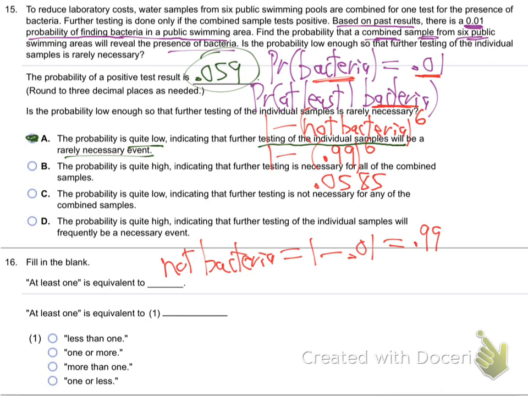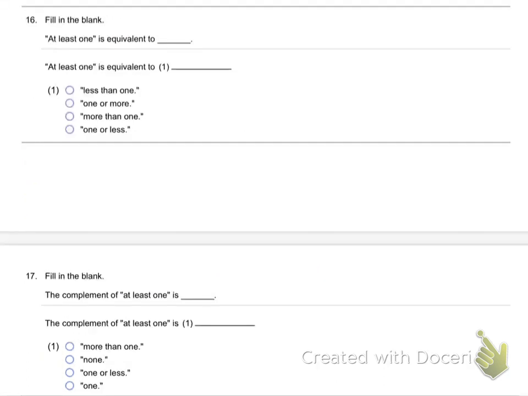Is that making sense on the at least one? We good? Can I flash off that? Right there. There's our answer. All right. At least one is equivalent to what? One or more. Good. At least one means one or more, doesn't it?